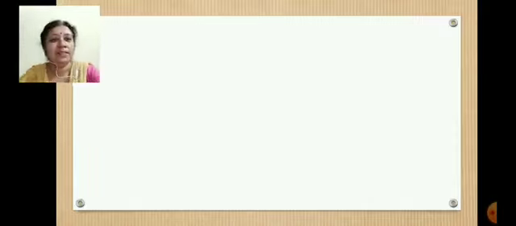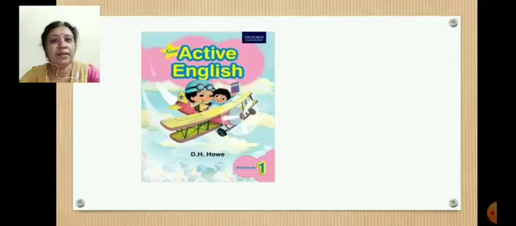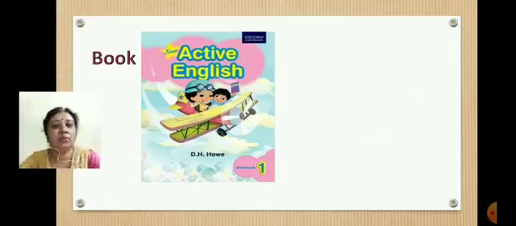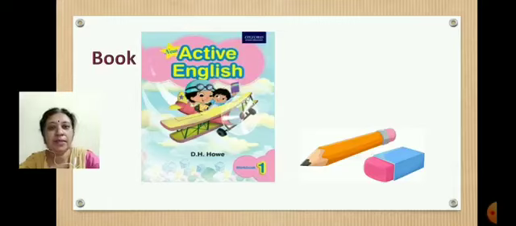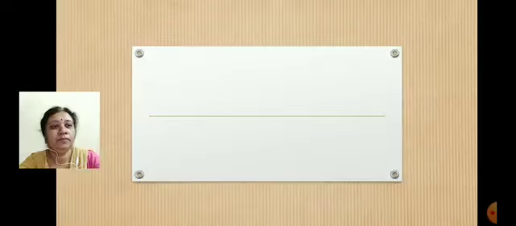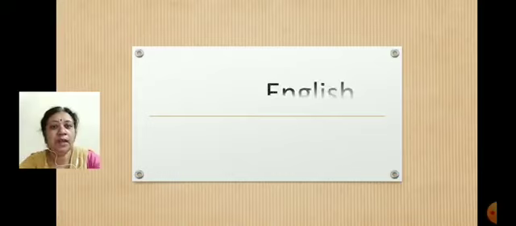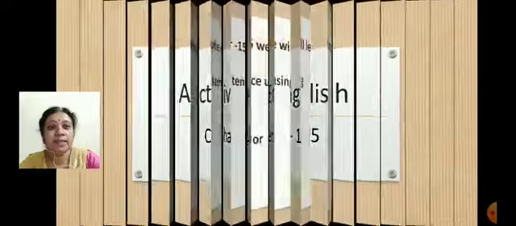Okay children, this is our Active English class. So take out your Active English book, pencil and eraser and keep it ready. Okay children, now today in Active English, we are doing chapter 15. Now we will see what is there in chapter 15.